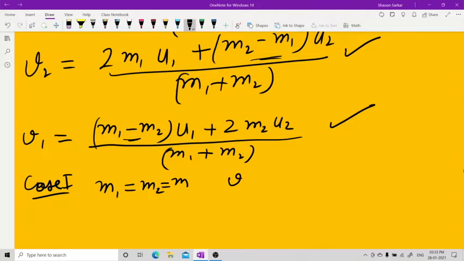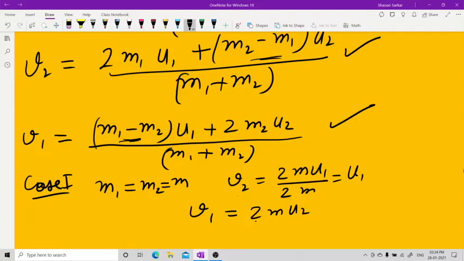That means v2 would be 2m u1 upon 2m, and this will be u1. When both masses are same, v2 will be equal to u1. Now, v1 will be equal to, this will become 0. ये 0 हो जाएगा दोनों बराबर होने के कारण, और this will become 2m u2 upon 2m. They'll cancel out each other, and this will become u2. That means v1 will go with velocity of the second body.